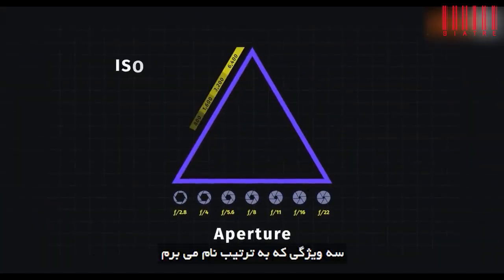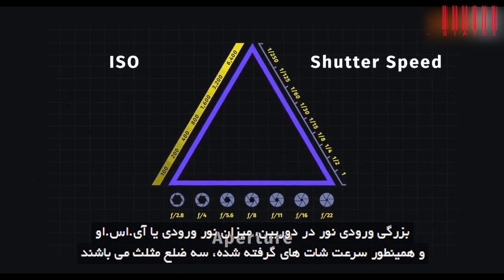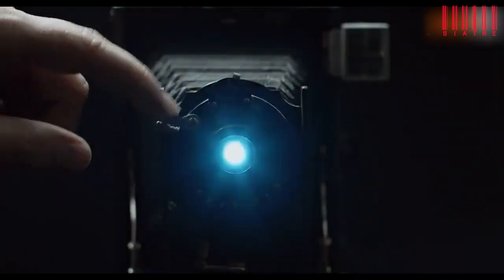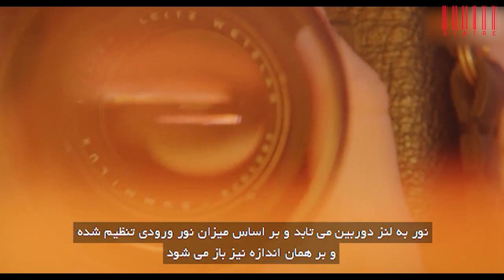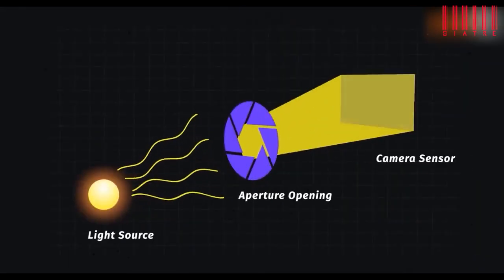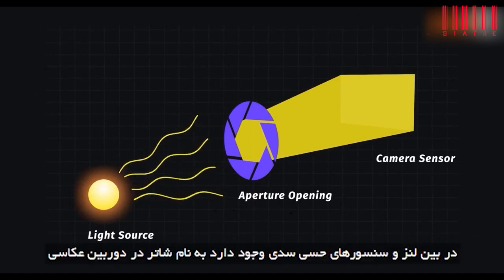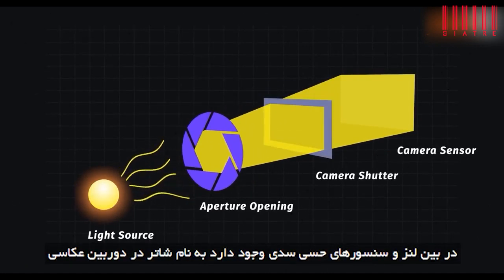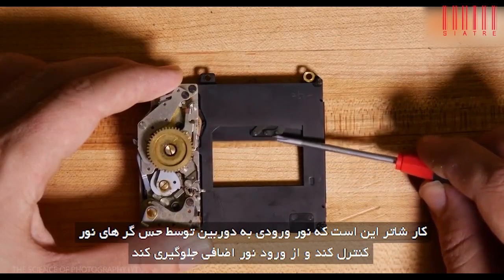Along with aperture and ISO, shutter speed is part of the exposure triangle. To understand this, let's recap how a camera captures light. Light enters the lens, passes through the aperture, and lands on the film stock or digital sensor to create an image. In between the lens and the sensor is a barrier known as the shutter. The shutter's job is to block light from the sensor.